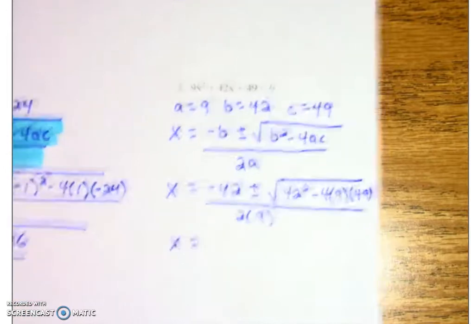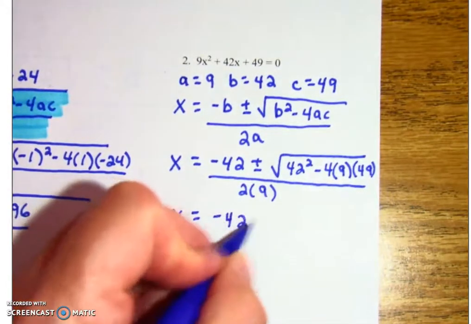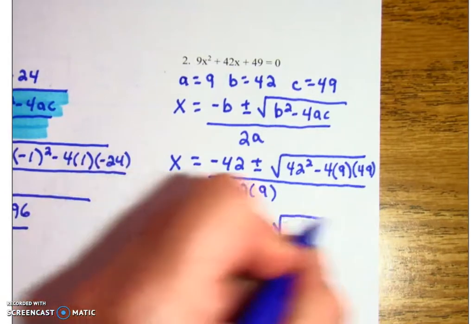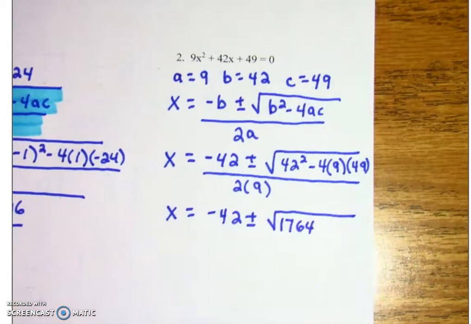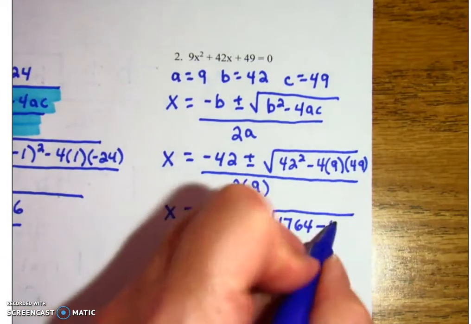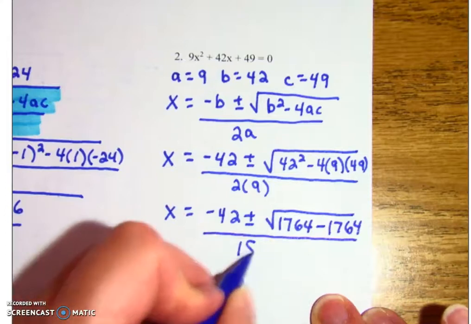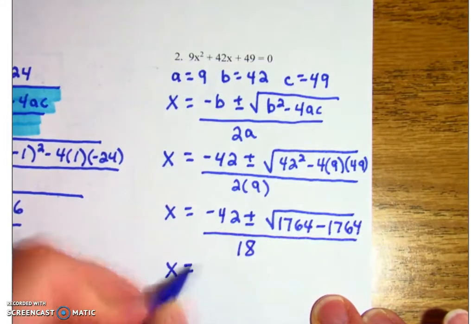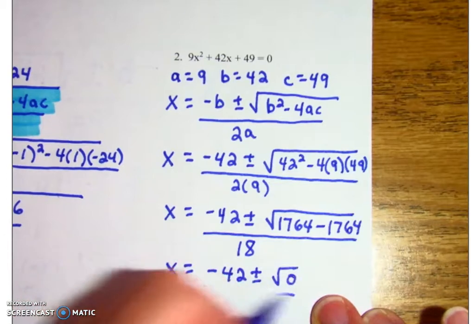Okay, again, one step at a time. Now, this will be negative 42 still. 42 squared is 1764. Now you have minus 4 times 9 times 49. That's going to turn to be a negative, and that adds actually also 1764, all over 18. So x equals negative 42 plus or minus the square root of 0.